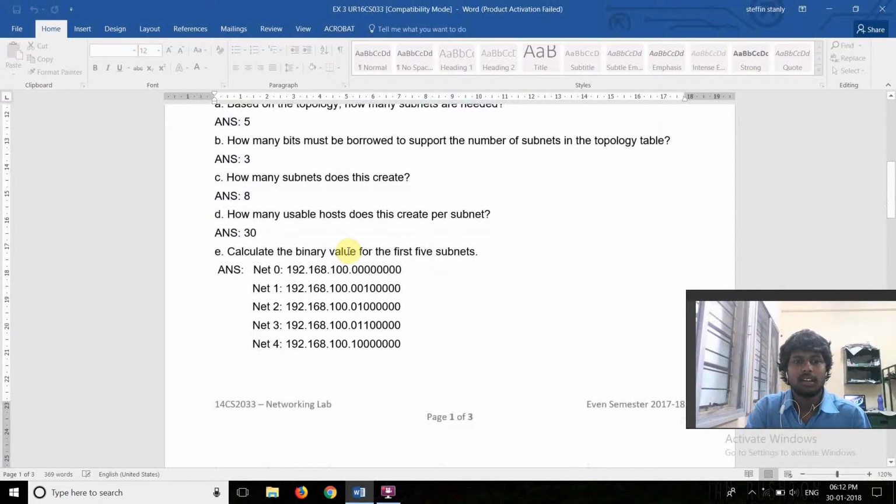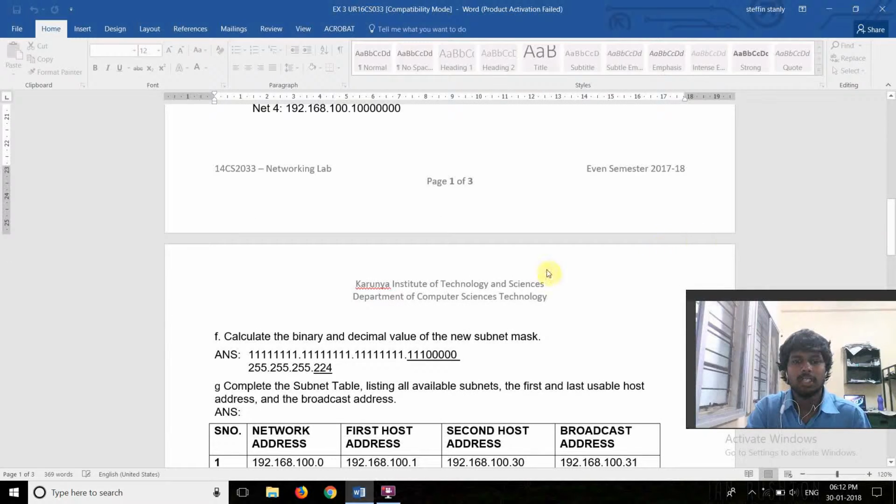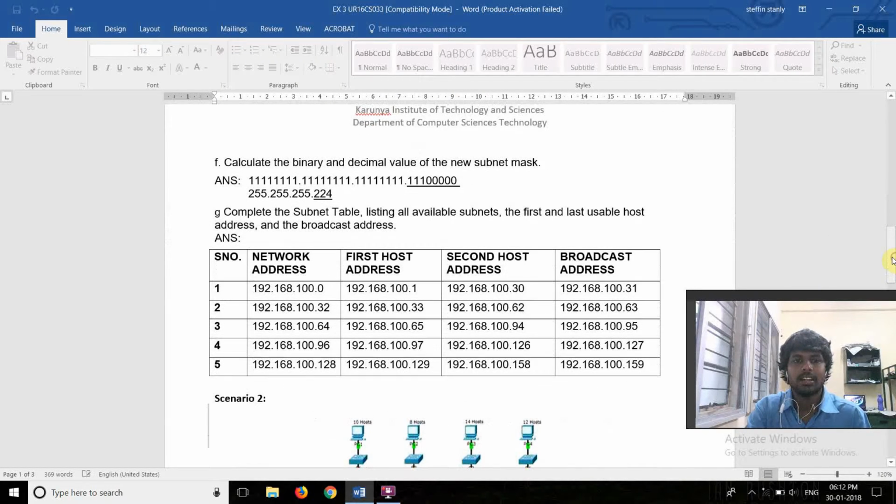And here we are calculating the binary value for the first 5 subnets, which all have the same difference of 32 between them, and when we add them we get the decimal value for the subnet mask, which is 255.255.255.224. And the requirement here is 5 subnets.